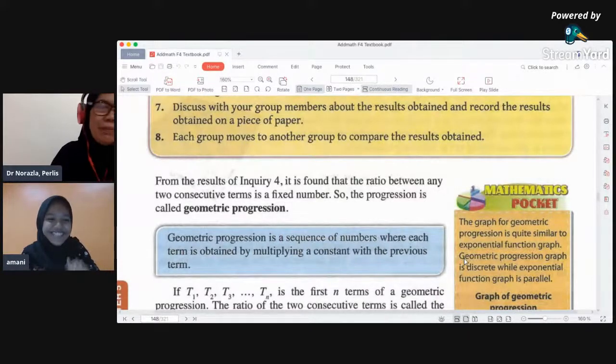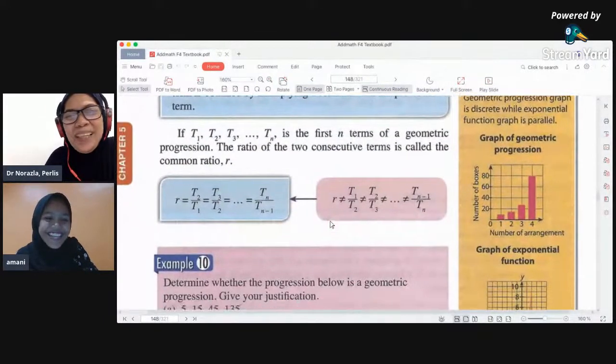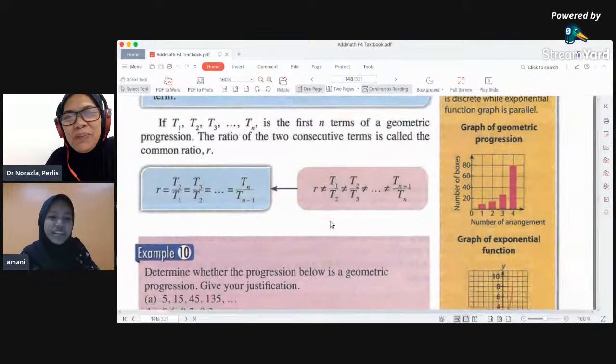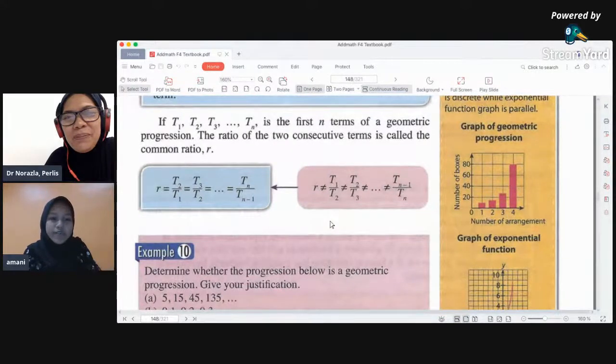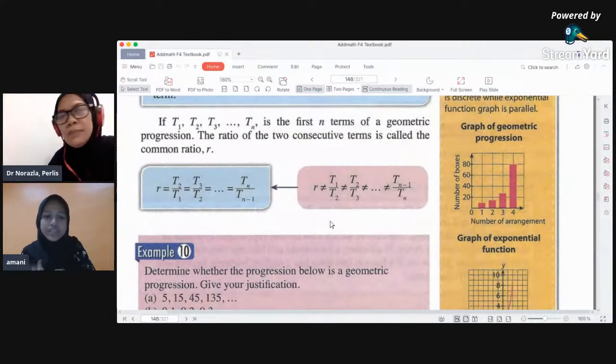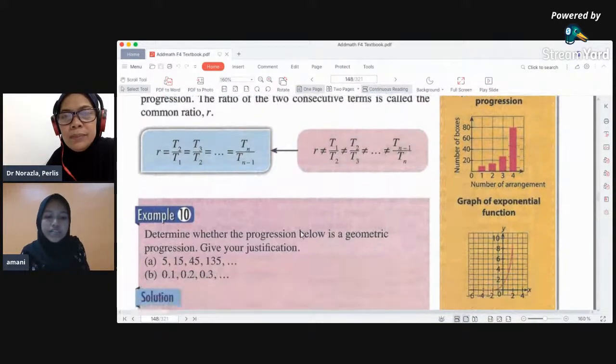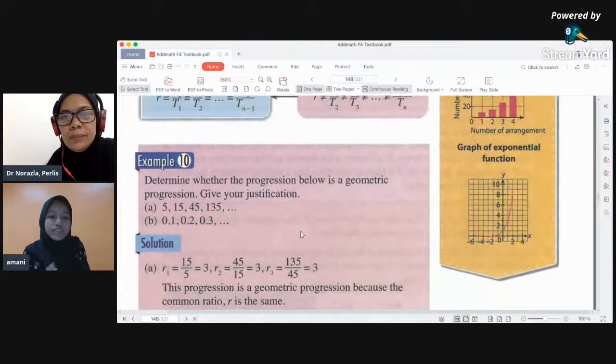Okay, so this is the formula. If T1, T2 and up to Tn are the first n terms of a geometric progression, the ratio of two consecutive terms is called the common ratio, which is represented by r. So for example 10, determine whether the progression below is a geometric progression. Give your justification.